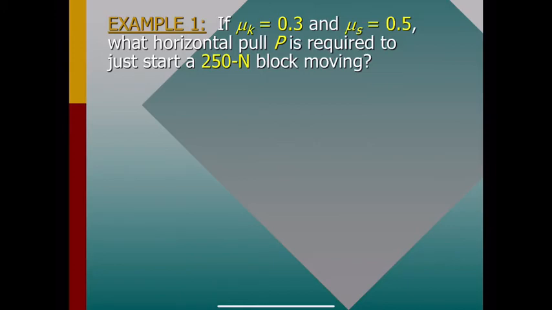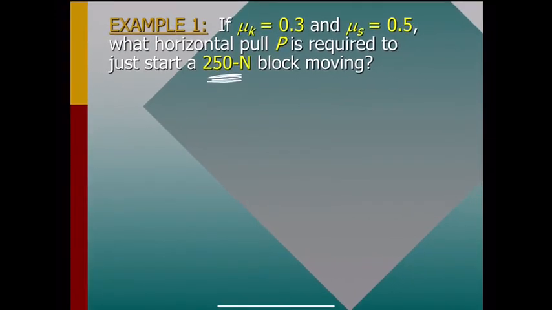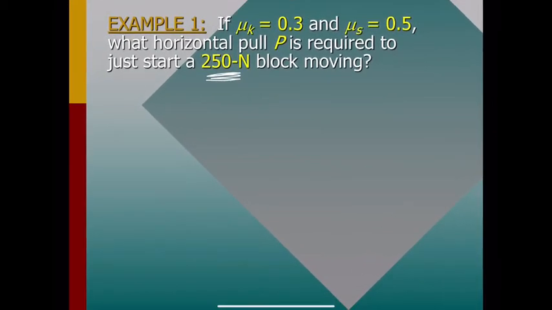For example 1, we have a coefficient of kinetic friction of 0.3, a coefficient of static friction of 0.5, and we want to know what horizontal pull or applied force is required to start a 250 Newton block moving. Note this right here. This is a 250, they're giving you the normal force. So notice this problem is not giving you mass, it's giving you the normal force, so we can just use that directly. So to solve this problem, we just simply use friction force equals mu times normal force.